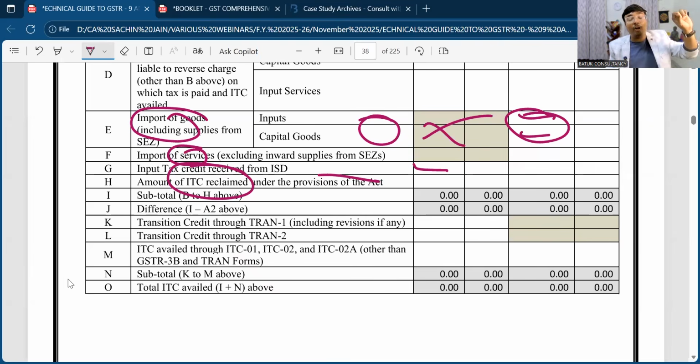LUT without payment we have already done in our part 1. Also, I will share with you one Excel sheet in which I will show you where you need to show. We'll share the chart of taxable, not taxable by tomorrow.